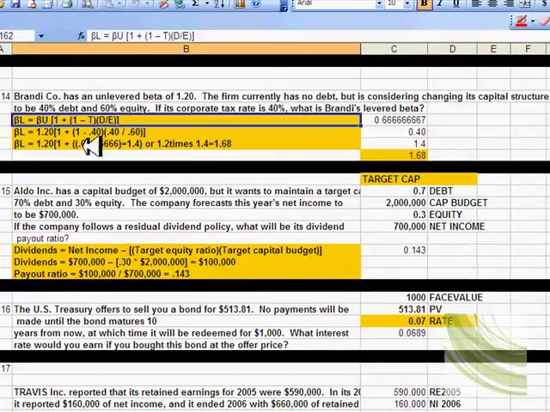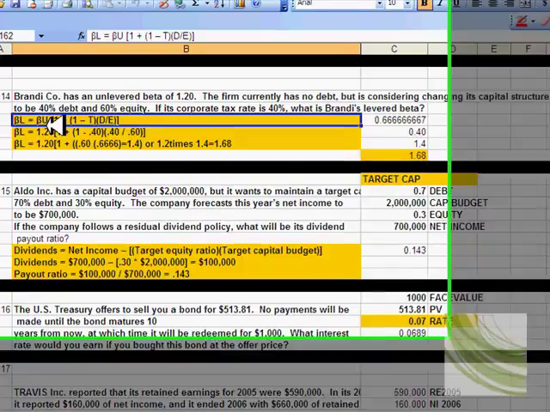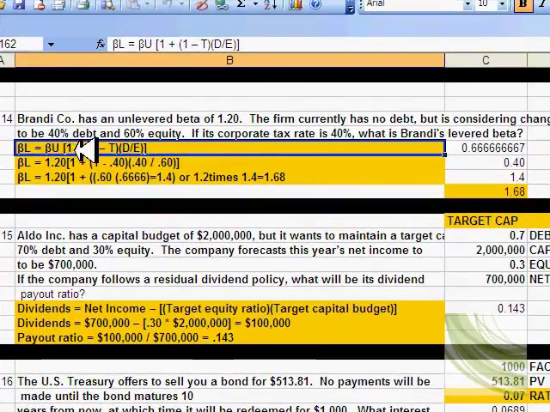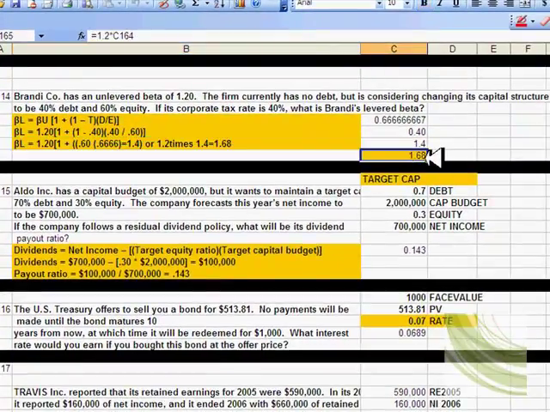So the formula for the levered beta: beta levered equals the unlevered beta, brackets, times 1 plus 1 minus the tax rate times the debt to equity ratio. So we know the unlevered beta is given as 1.2, brackets 1 plus 1 minus 40%, which is your tax rate right here, so times 40% debt over 60% equity, or 2/3. So 0.6 times 0.666, 1 plus that equals 1.4, times 1.2 equals 1.68. That is how you would calculate the levered beta.